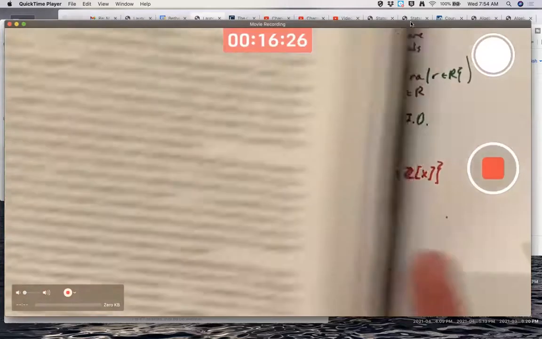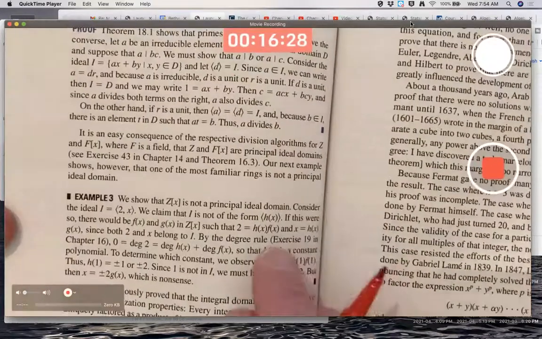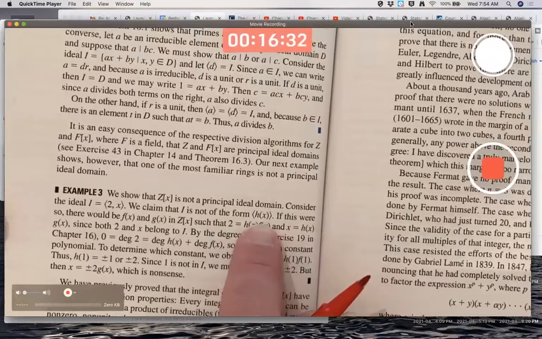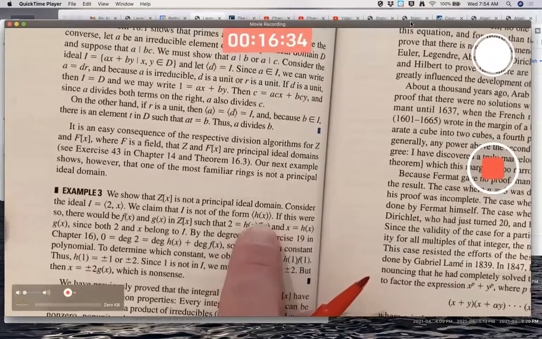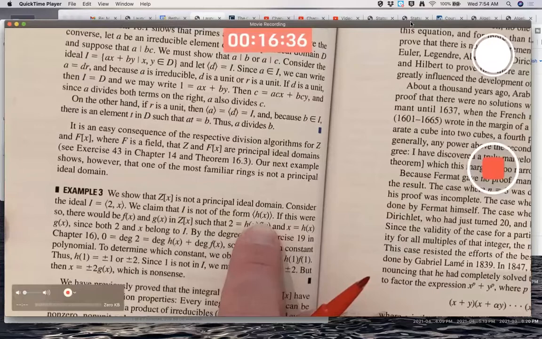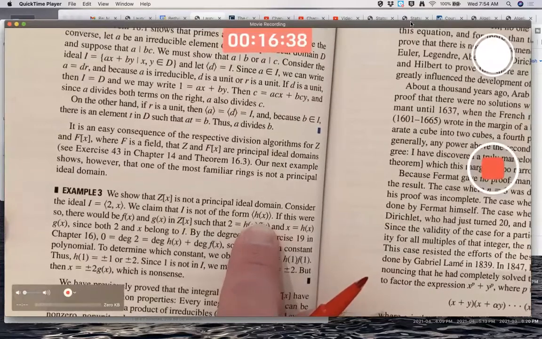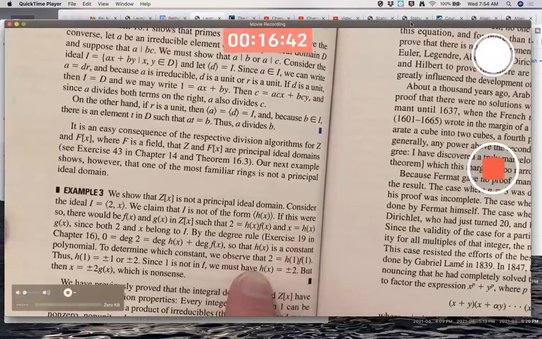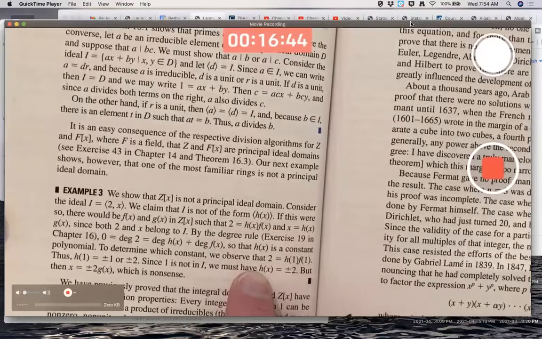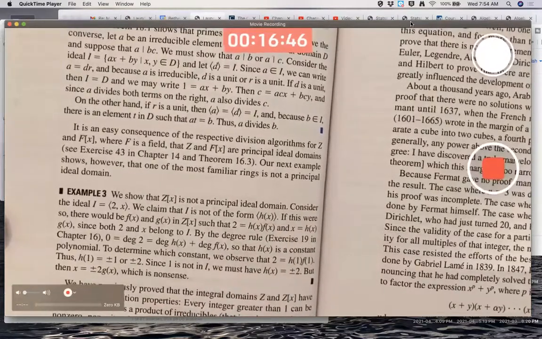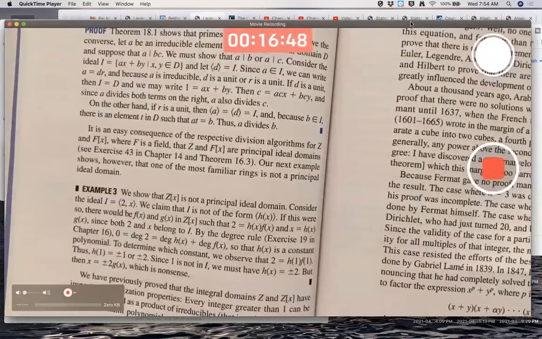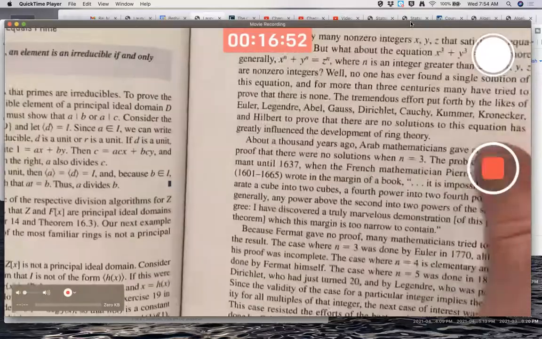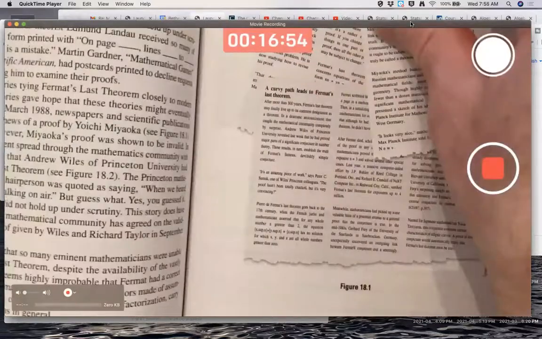And again, according to example 3, it cannot be written as a principal ideal, the set of all products of h(x) times some arbitrary ring element. You have to go through this proof to understand that, but we're again just trying to get an overview here. Of course, there's a lot more still here in chapter 18.